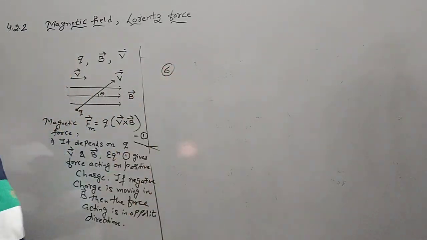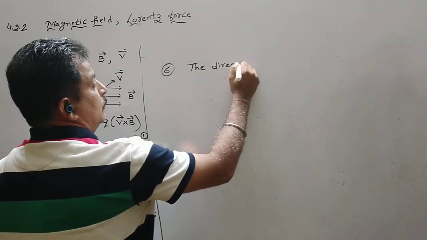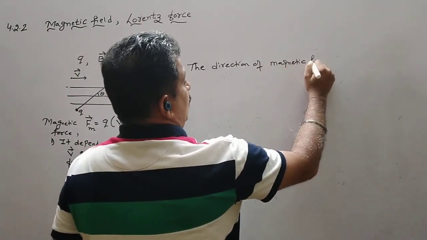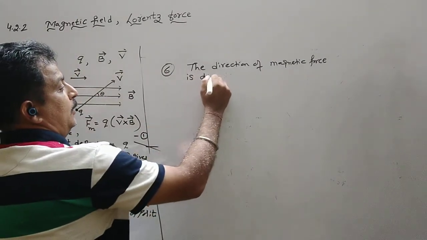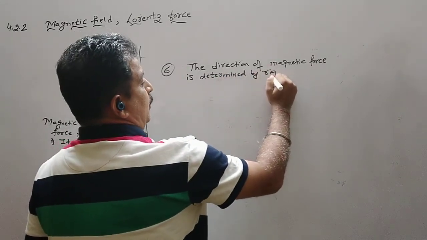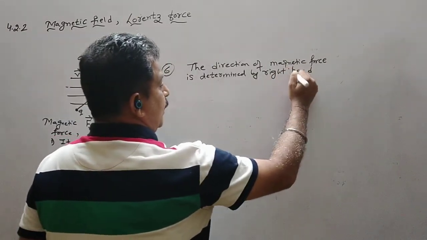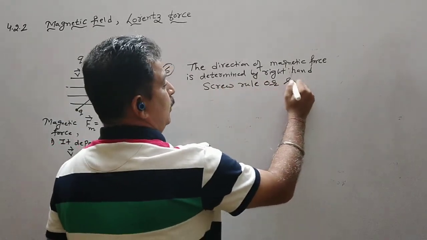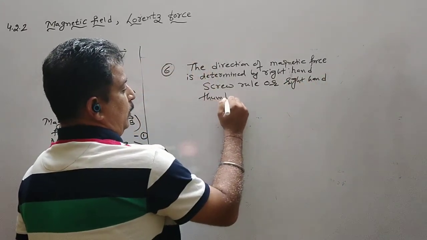So the 6th point about the magnetic field is the direction of magnetic force. The direction of magnetic force is determined by the right hand screw rule or right hand thumb rule.